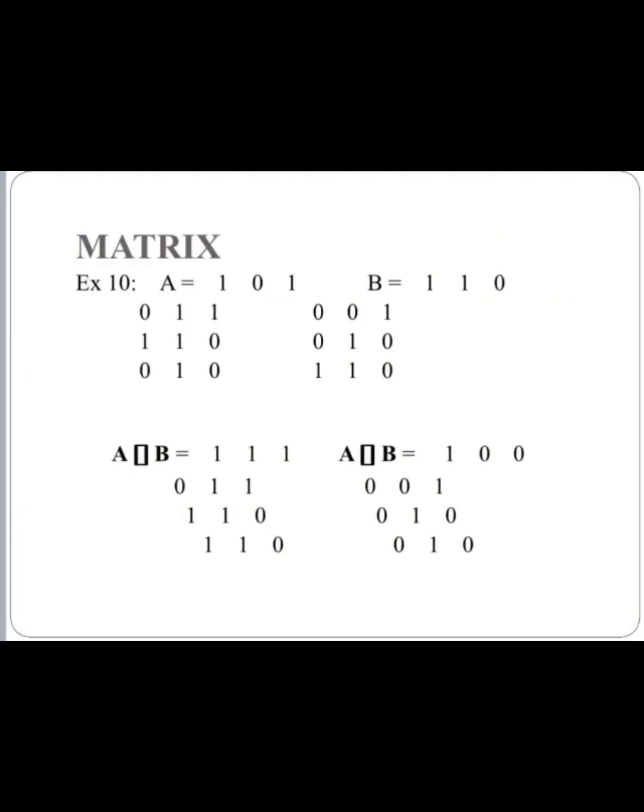Consider these two 4x3 Boolean matrices A and B. Matrix A: row 1, 1, 1, 0; row 2, 0, 0, 1; row 3, 1, 1, 0; row 4, 0, 1, 0. Matrix B: row 1, 1, 1, 0; row 2, 0, 0, 1; row 3, 0, 1, 0; row 4, 1, 1, 0.